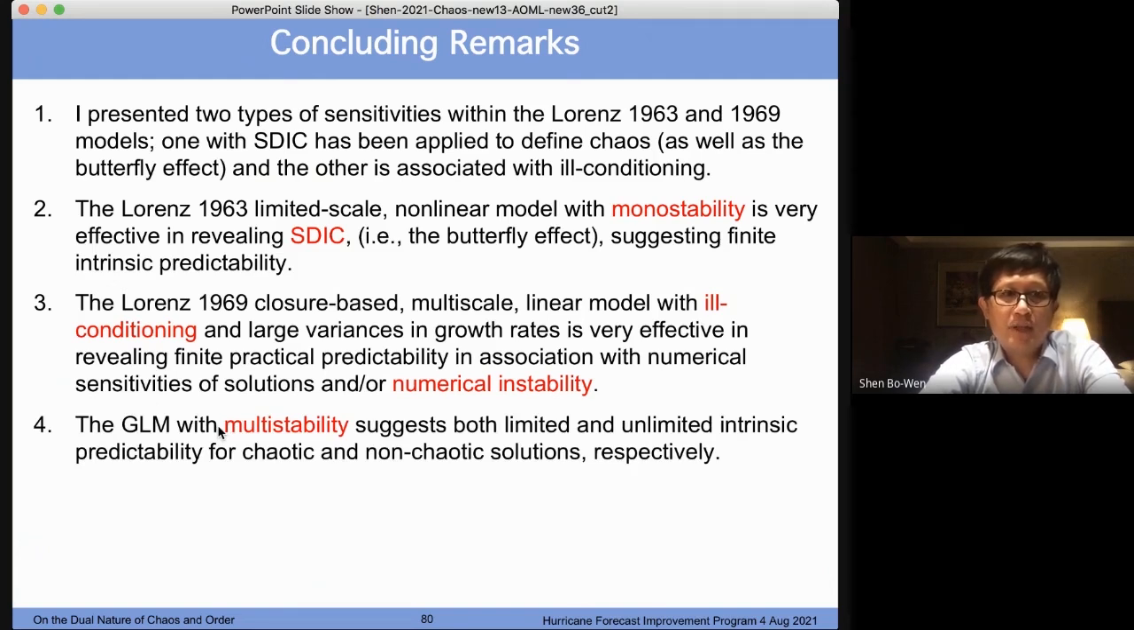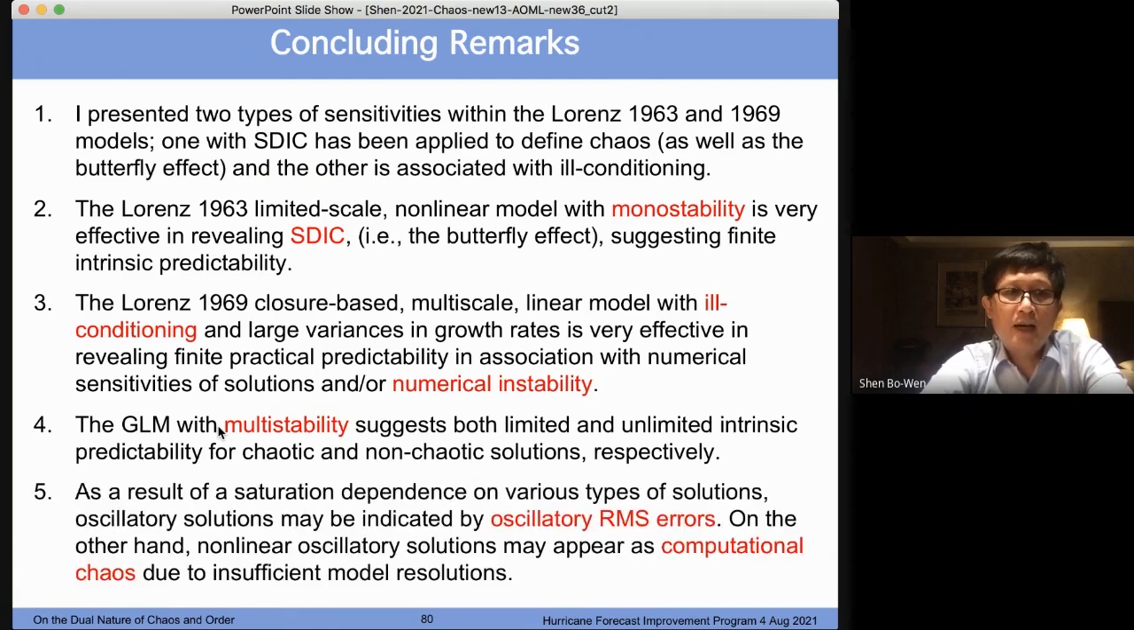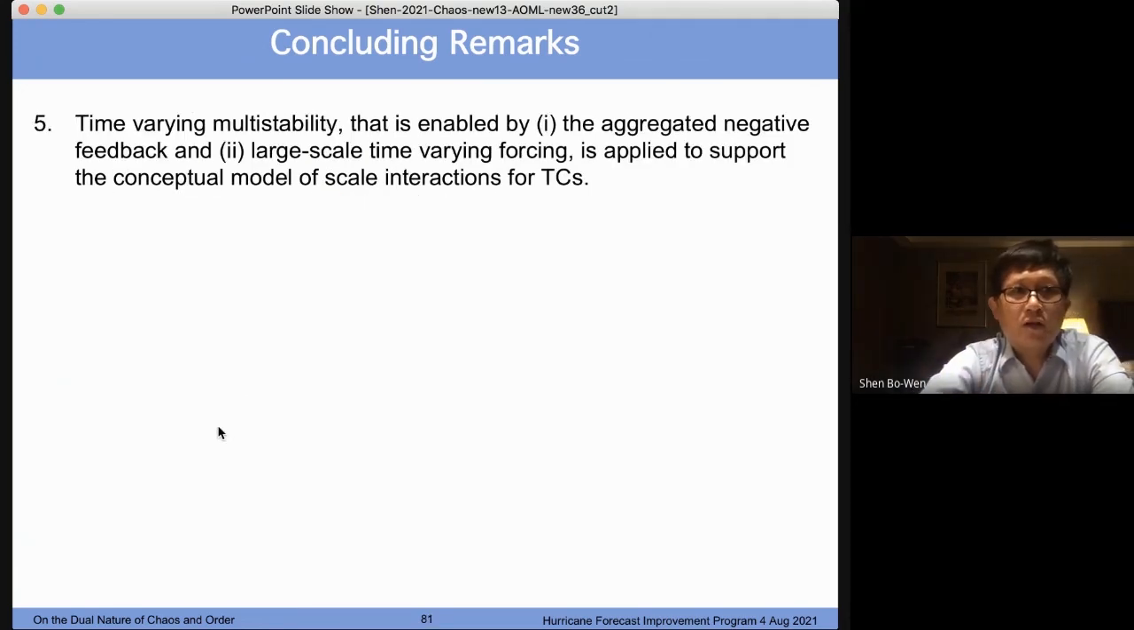GLM focuses on multistability, suggesting both limited and unlimited predictability. As a result of saturation dependency on various types of solutions, oscillator solutions may be indicated by oscillatory root mean square errors. On the other hand, oscillatory solutions may appear as computational chaos due to insufficient model resolution. The so-called time-varying multistability is enabled by aggregated negative feedback and large-scale time-varying forcing, and it supports the conceptual model of multiscale interactions for TC.